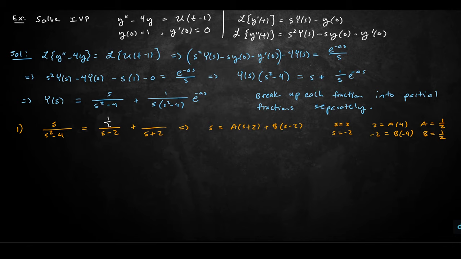And then let's look at the second fraction. 1 over s times (s squared minus 4) equals, let's see, we should probably use different letters. We'll call them C, D, and E. So C over s plus D over s minus 2 plus E over s plus 2. So it's a different set of partial fractions.